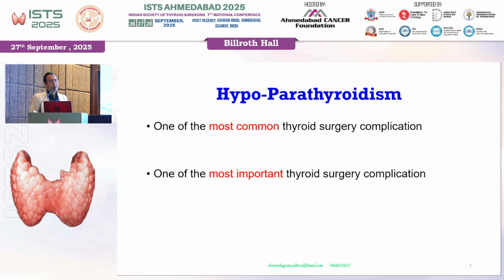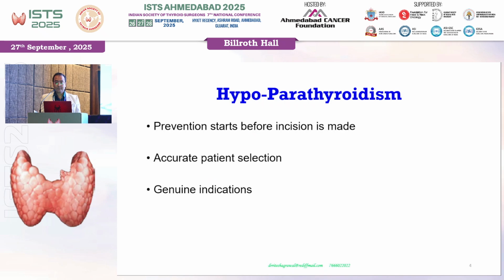Hypoparathyroidism, as I already told, is one of the most common thyroid surgery complications, and it is one of the most important also. Prevention starts before the incision is made. We should choose the patient very wisely. The selection of the patient is very important, and the indication should be genuine.